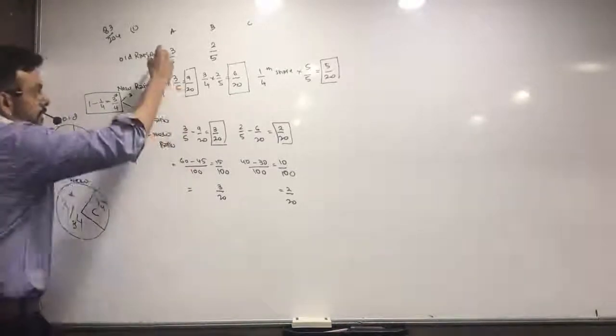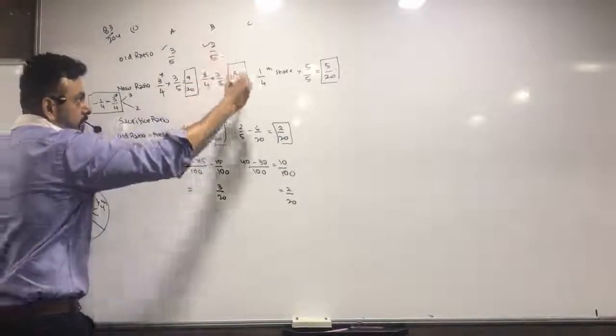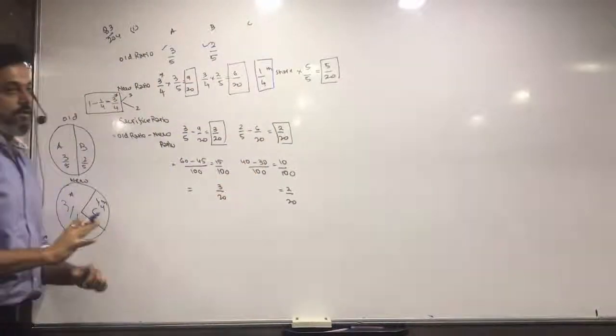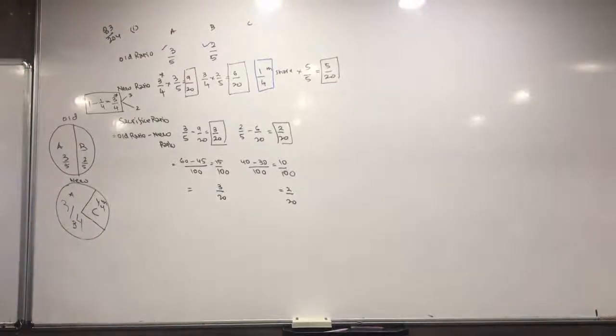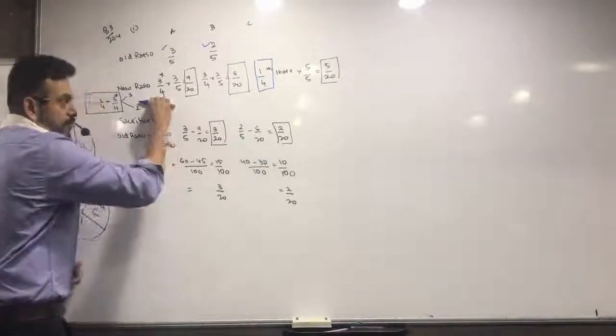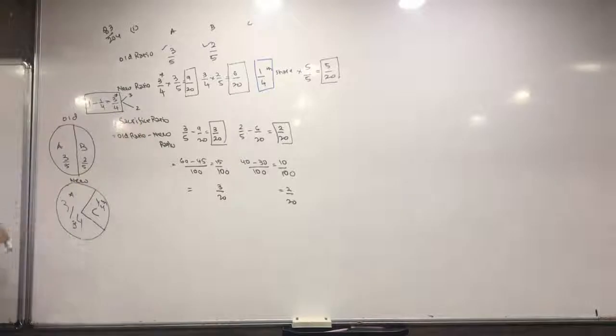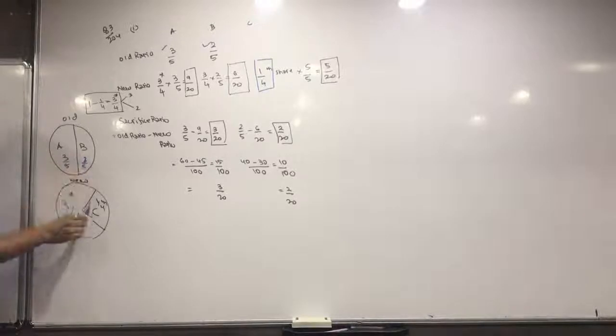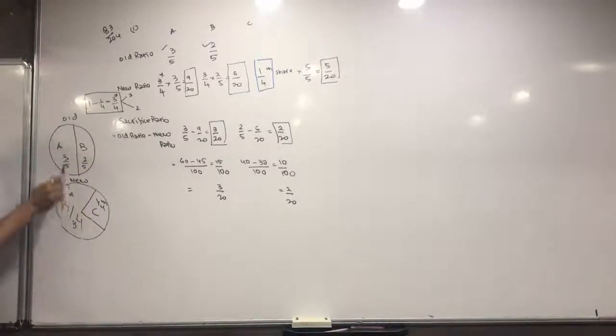Now old ratio is given to us. New ratio 1 by 4 is given to us. Rest information is not given. We have to find out. Now new ratio find करने के लिए first I made this diagram. Old is what? A and B. 3:2. When the new came, C got 1/4. So remaining is borne by A and B.